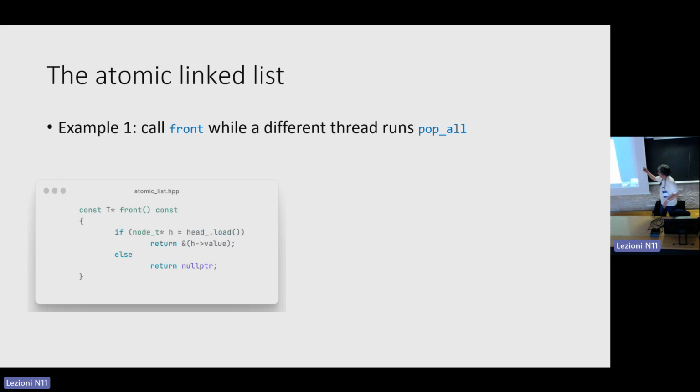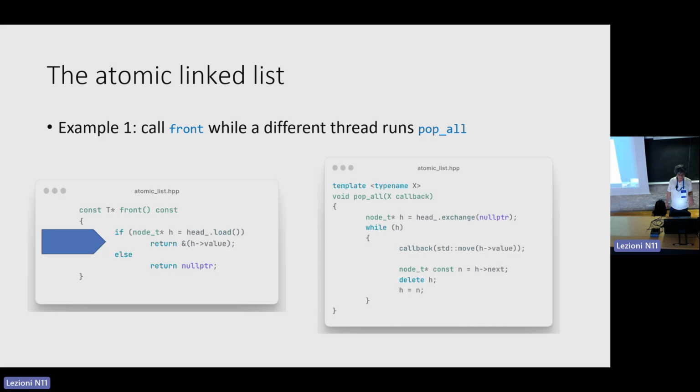Suppose you have a thread. This code is run in a thread, and your operating system decides to pause the thread here. Then another thread comes, and the other thread is given some priority, and it arrives here. You see where I'm going. So front and pop all cannot mix, because there is no way you can know when a pointer is in use by someone else.